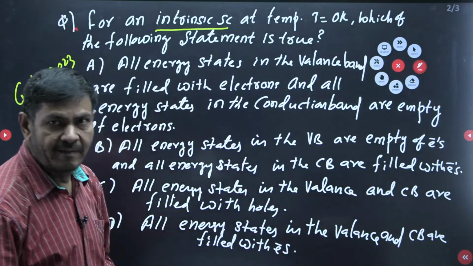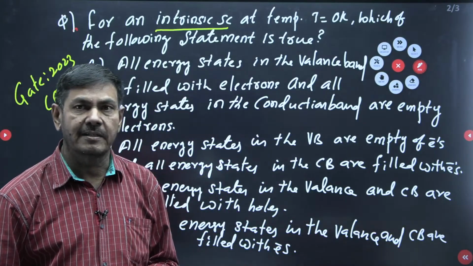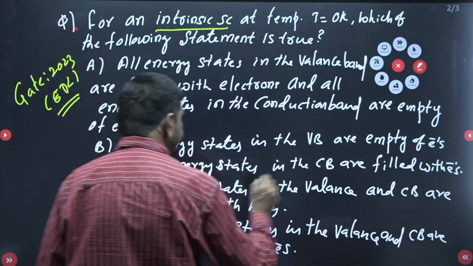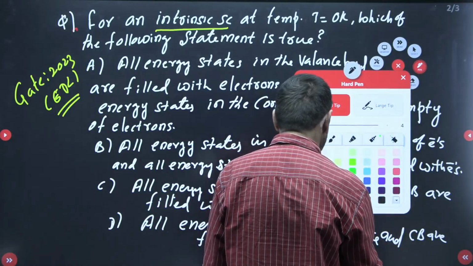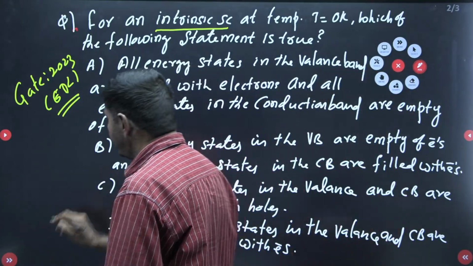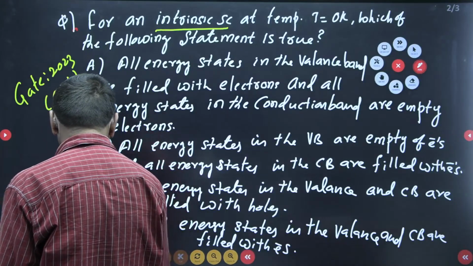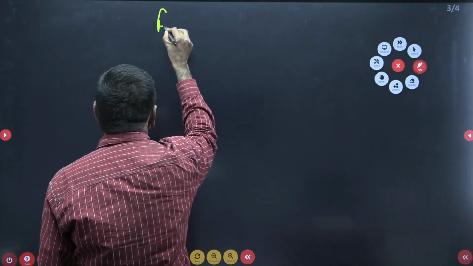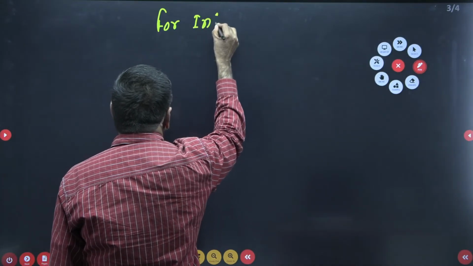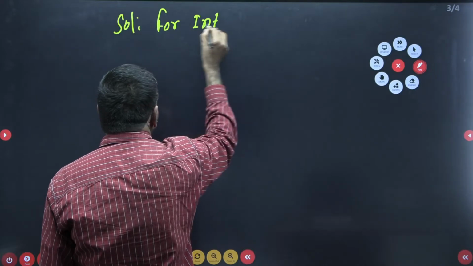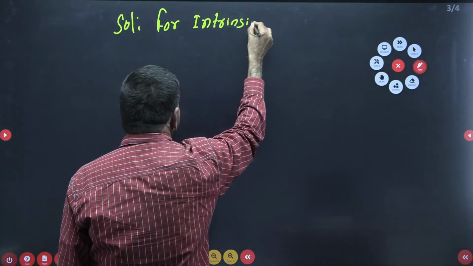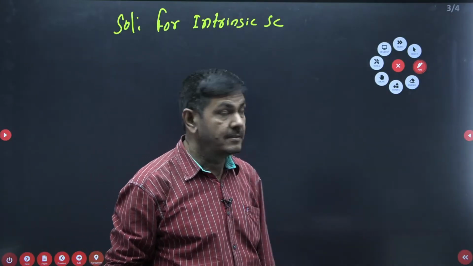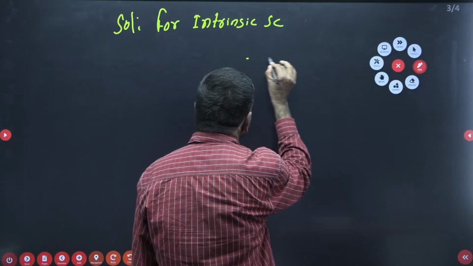Now all 4 options are given. I will give the clarity, and you will understand clearly now. The point I wish to say is, it is given for an intrinsic semiconductor. For an intrinsic semiconductor, the energy band diagram I can plot in this way.